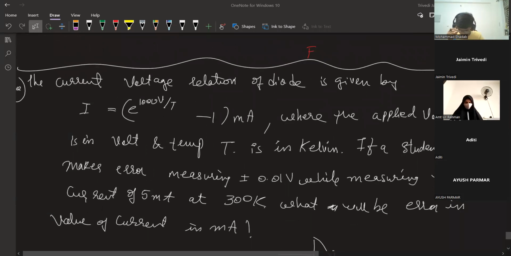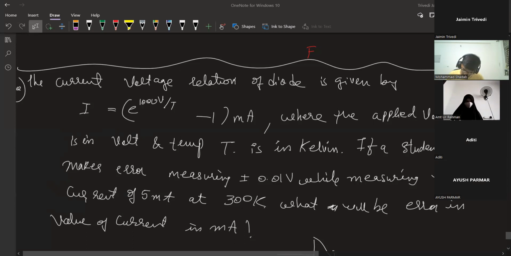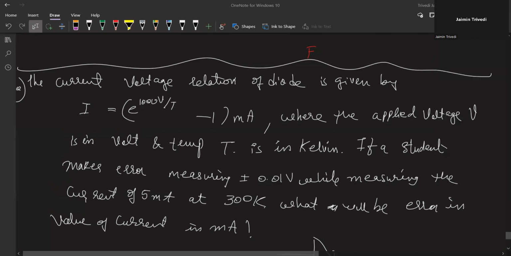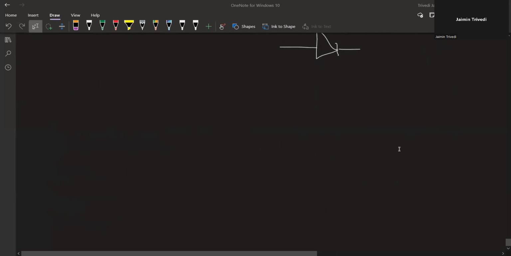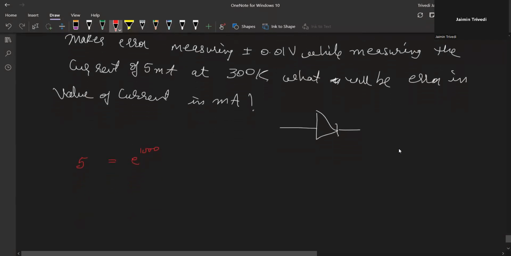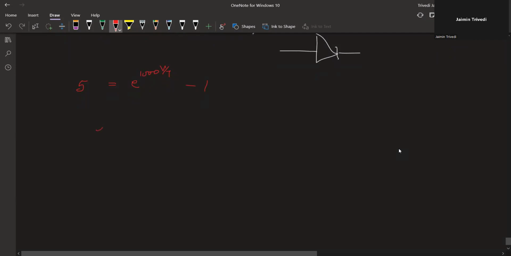0.01, 300 kelvin. Fine. 5 milliampere equals e to the power 1000 V by T, minus 1. V by T only, right? So this will be e to the power 1000 V by T equals 6. Just let it be first.